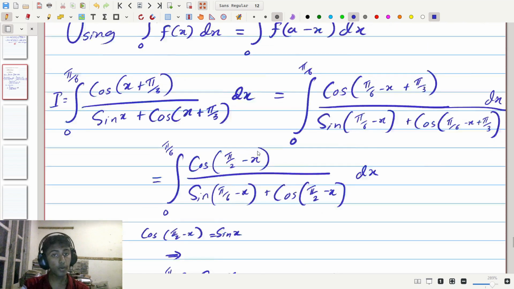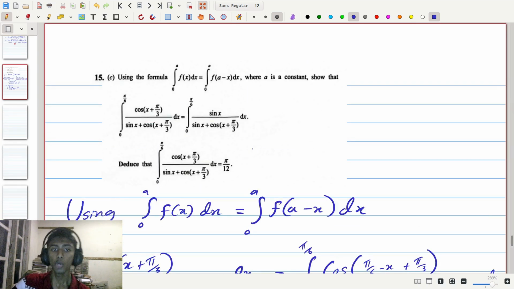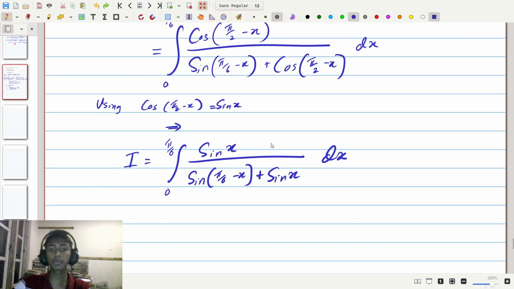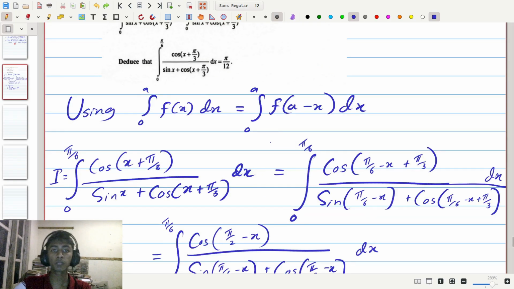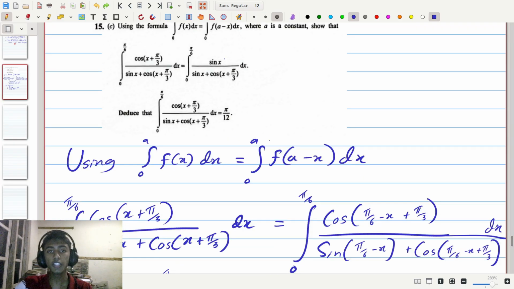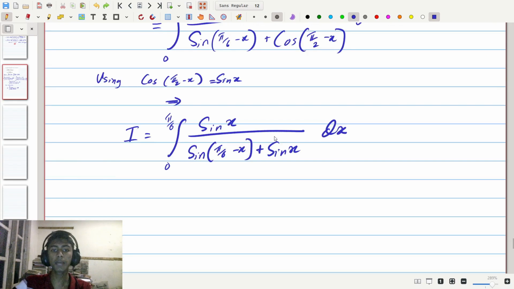Now at this point, if we go up and consider the result that we wanted, the integral from 0 up to pi by 6 of sine of x divided by sine of x plus cosine of x plus pi by 3 with respect to x, dx. But here what we have, we can see the sine of x divided by sine of x part is also there. So in this expression, this bit is there, but in the denominator, instead of cosine of x plus pi by 3, we have a sine of pi by 6 minus x.